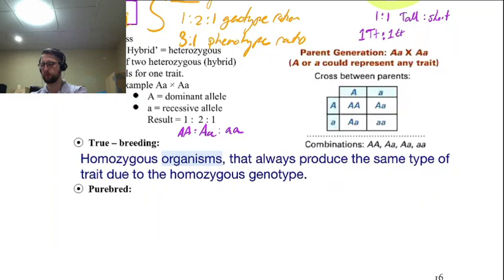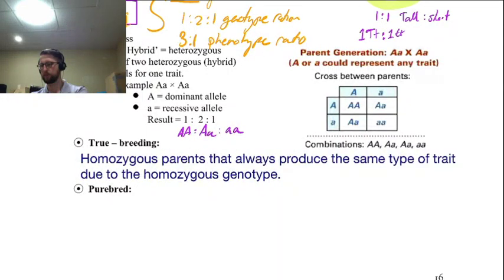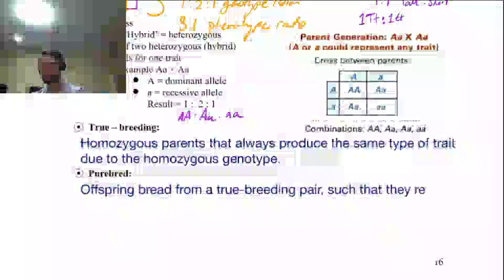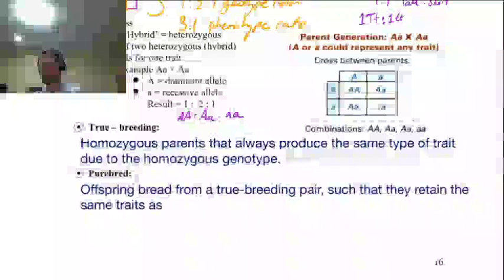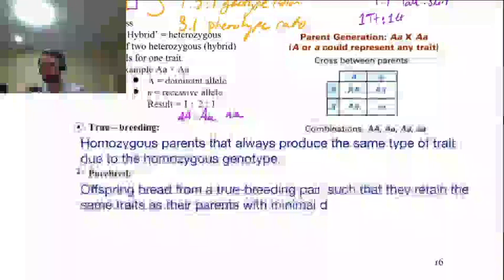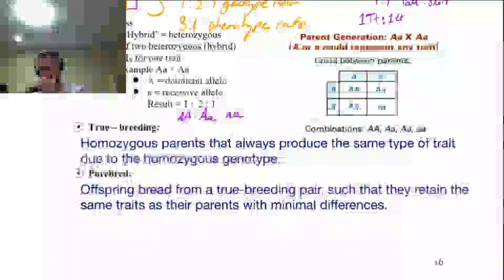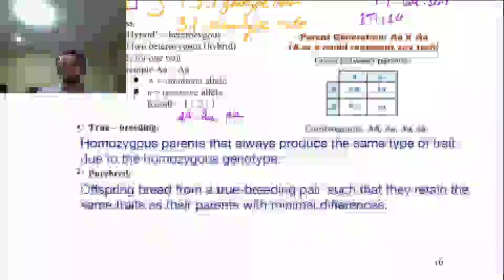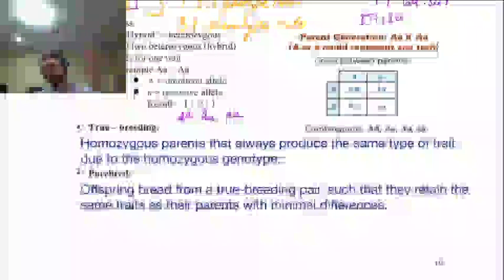I think we can actually go farther. Homozygous parents that always produce... and a purebred is our offspring bred from a true breeding pair such that they retain the same traits as their parent. Minimal difference. Now, true breeding or pure breeding of an animal, these are very similar concepts. So true breeding is sort of like from the parent perspective. Purebred is like the offspring perspective, but it's on the same idea.